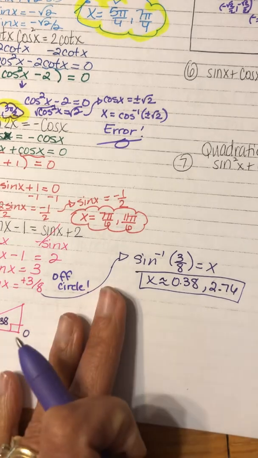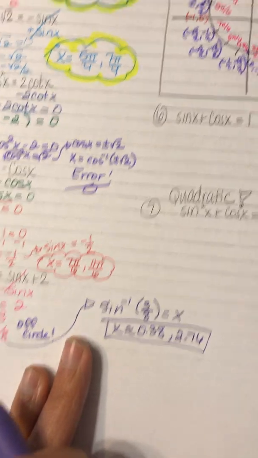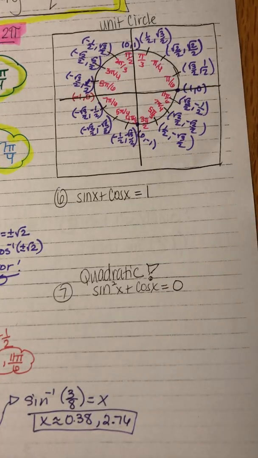Okay. All right, that was 5. Number 6, sine of x plus cosine of x equals 1. So this one we have to kind of think outside the box.